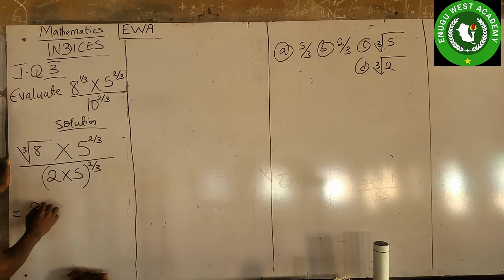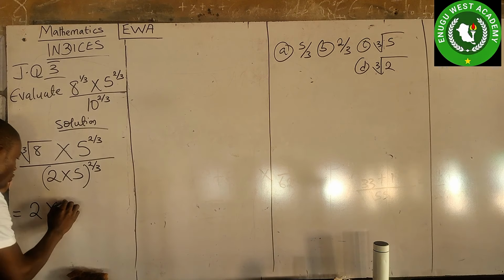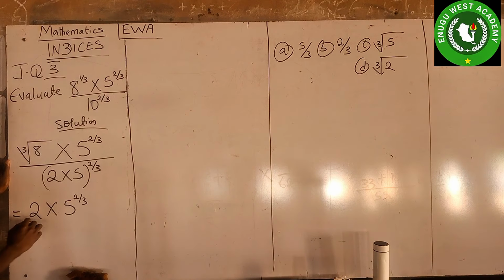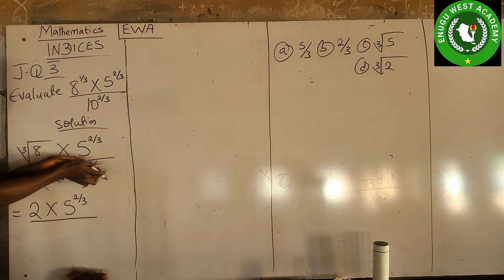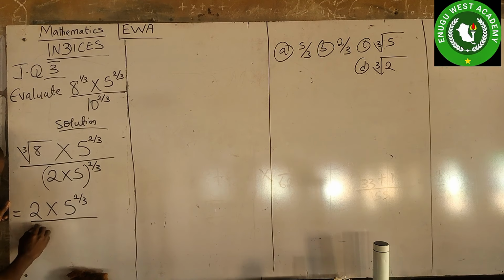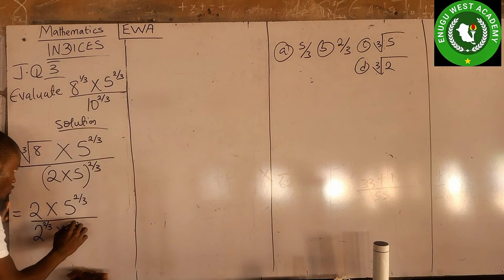times you have 5 raised to power 2 over 3, all divided by... Now, remember that product power law. These two will have share in this, 5 will also have share in this. So we're going to have 2 raised to power 2 over 3 times 5 raised to power 2 over 3.